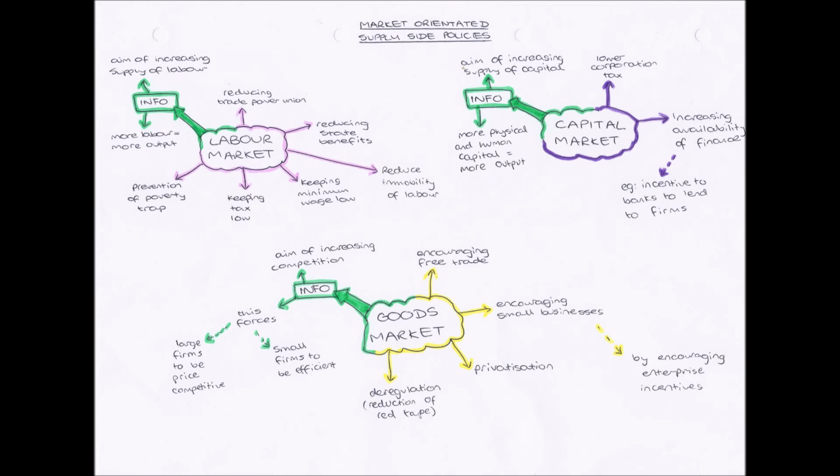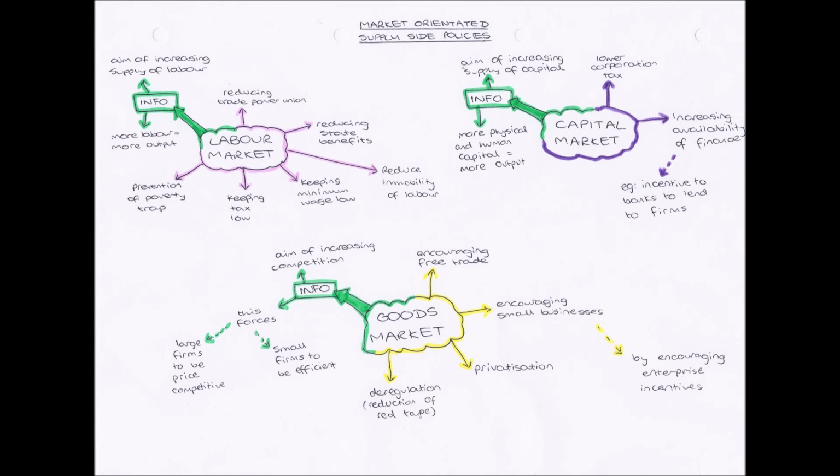Next we have keeping the minimum wage low. If the minimum wage is low, this encourages firms to come and employ workers because they're cheaper to employ. But if the minimum wage is high, firms wouldn't employ as many workers because the cost of employing them is incredibly high. So if we keep the minimum wage low, there will be a greater demand for labour in order to meet the supply of labour, therefore our output will be maximised, as will our economic growth.